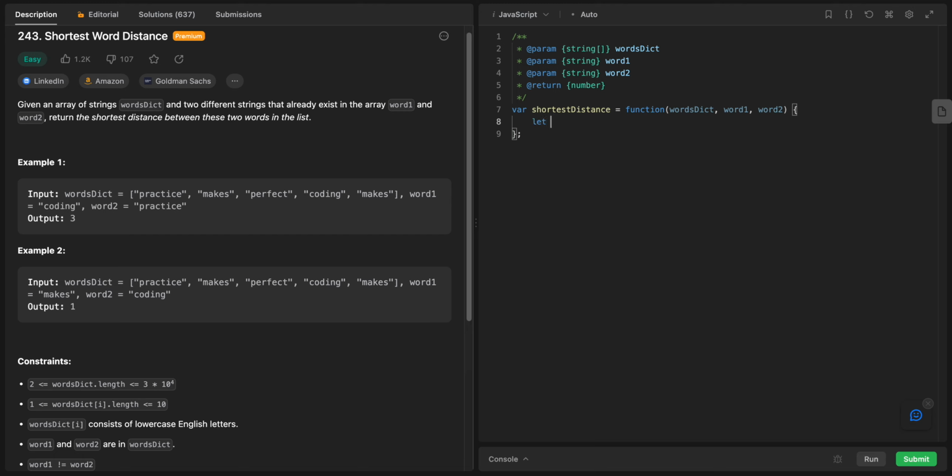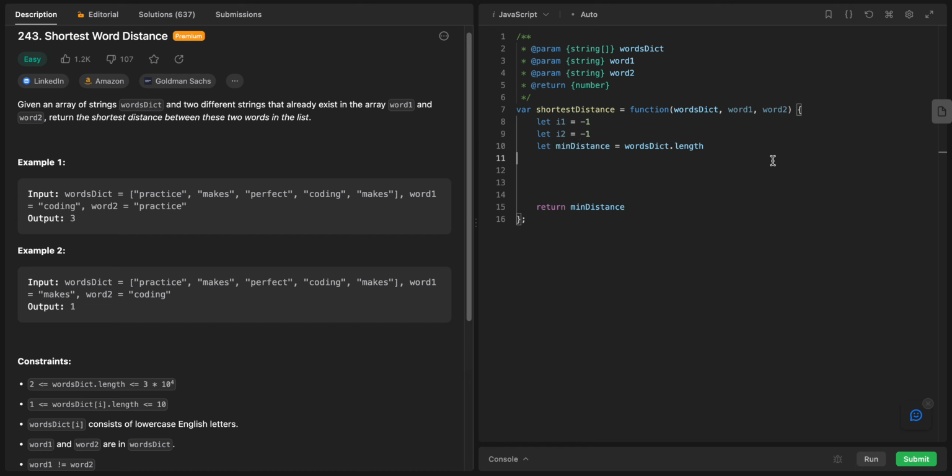So we will let I1 equal minus 1. I will say let I2 equal also minus 1, and also let min distance equal word dict dot length, and I guess we'll return this one. Return min distance.